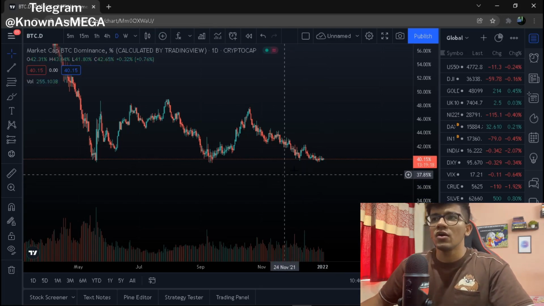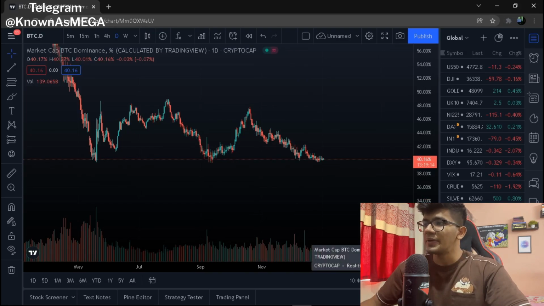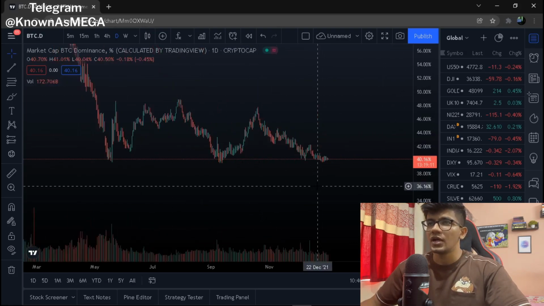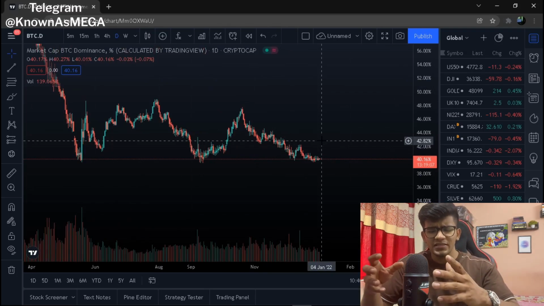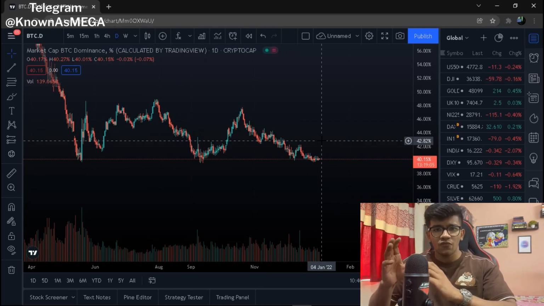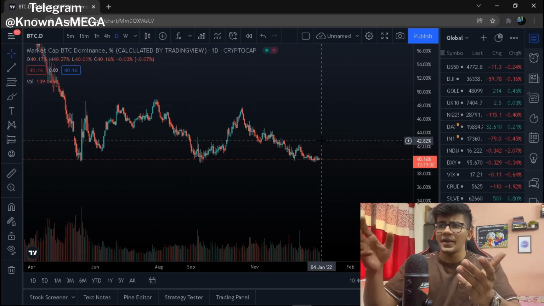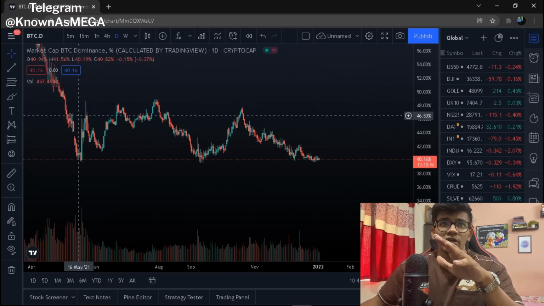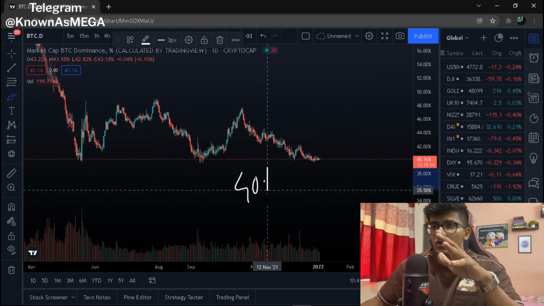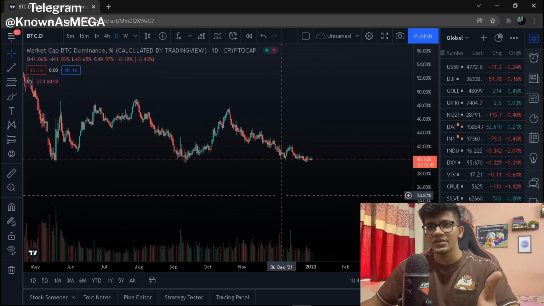So now starting off with Bitcoin dominance, what is Bitcoin dominance? So over here in TradingView, you can type BTC.D and the chart will come up. So in a nutshell, what is Bitcoin dominance? Bitcoin dominance is basically the comparison of the whole cryptocurrency market cap of Bitcoin compared to the other cryptocurrencies. So for example, currently Bitcoin holds 40% of the market cap of the whole cryptocurrency, if I'm not wrong, while the other 60% is held by all the altcoins or whatever coins you can say.